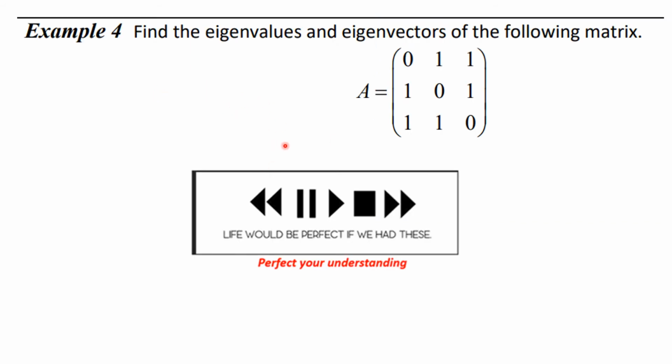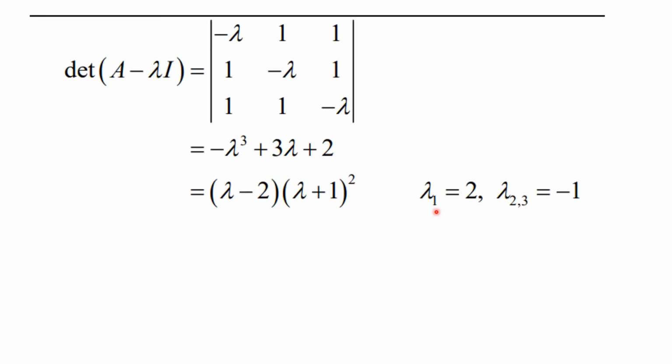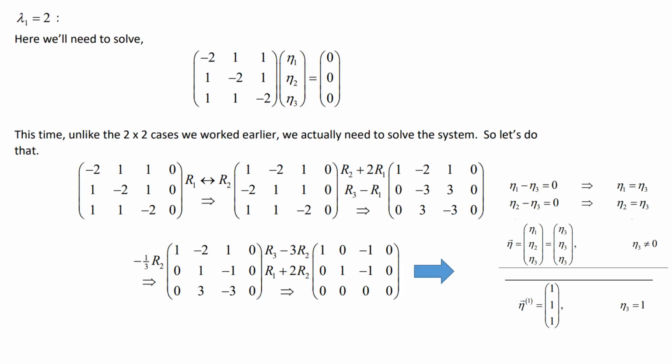All right, here's another example. And now we're doing a 3 by 3. Works the same way. You know what to do. Let's see how you did. So we get our characteristic polynomial, we get this, and when we find the roots, we realize it factors: you've got a single root at lambda_1 equals 2, and you've got a double root at -1.